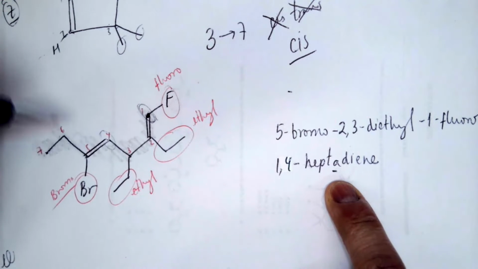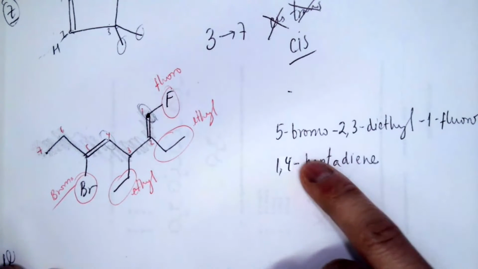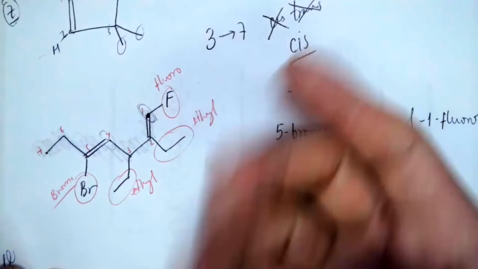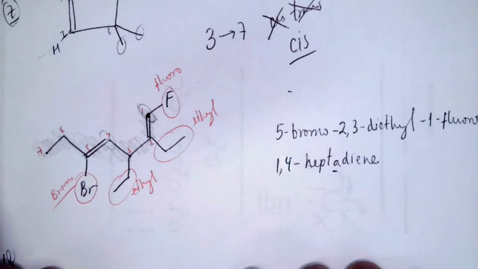Okay. What if I have three double bonds? It will be heptatriene, right? Tri is 3, heptatriene. Heptatetraene, tetra is for 4, if you have more double bonds. Okay? So 1,4-heptadiene in this particular case.